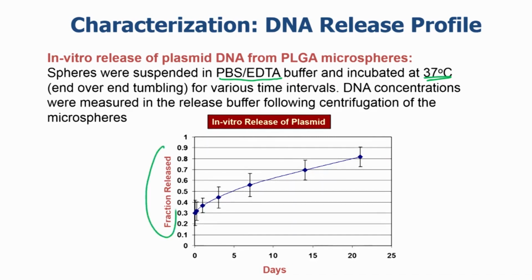So, this is the fraction of the total that was released. They first calculate the total by the method I just described, and then you can collect the supernatant from the released PLGA, and what you see is that over time you get a fairly steady release of your DNA. Depending on whether you want a faster release, you can change the molecular weight of your PLGA. Higher molecular weight would lead to slower degradation.